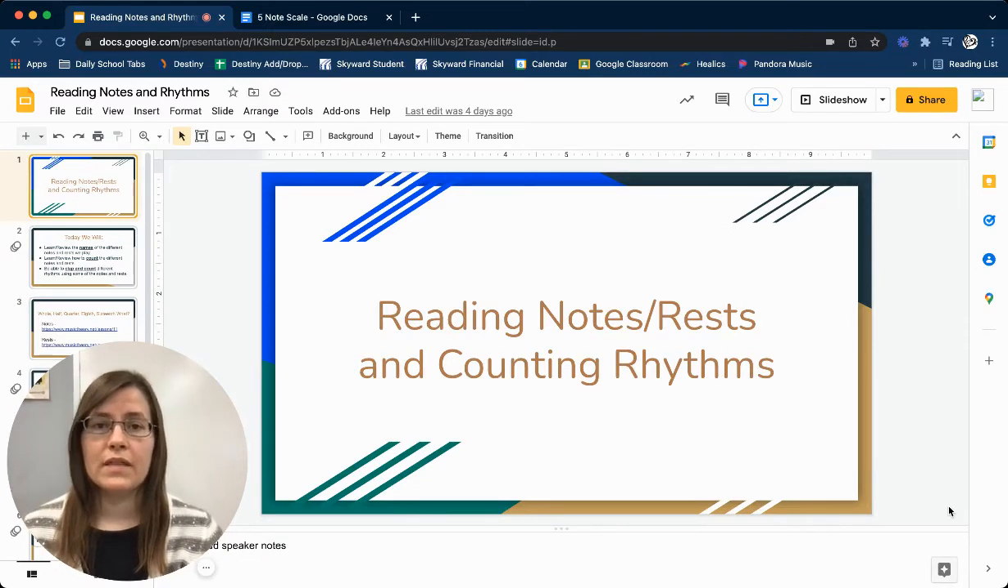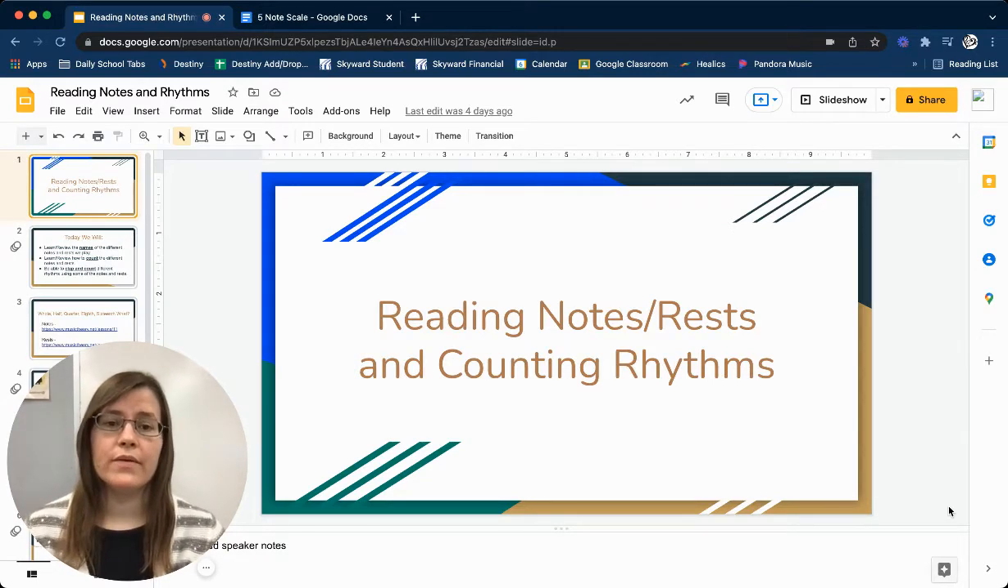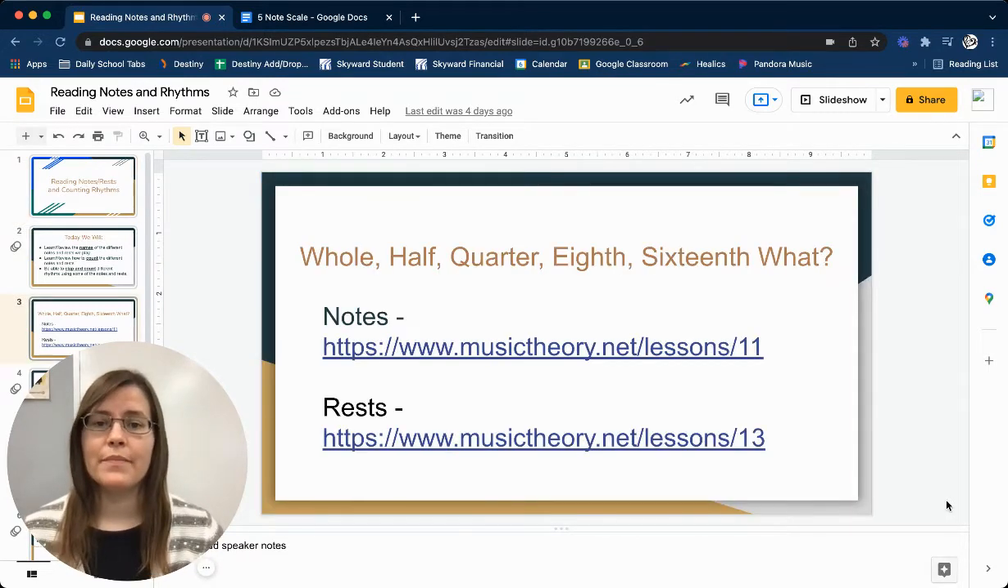Today we're going to be doing something a little bit different. We're going to review how to read the notes and rests and how to count rhythms. So let's take a look at them. Whole, half, quarter, eighth, and 16th. We're talking about different lengths of notes.